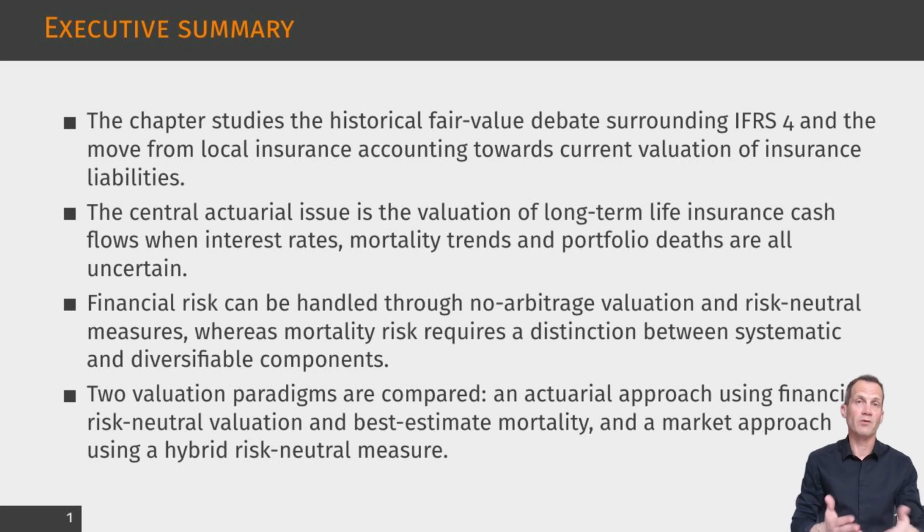The chapter starts from the fair value debate surrounding IFRS 4. Insurers were asked to move from local accounting practices towards a current valuation of liabilities that could be more transparent and more comparable across companies. The actuarial difficulty is that life insurance cash flows are long-term and uncertain in several dimensions. Interest rates determine how future payments are discounted. Mortality trends determine whether death benefits, survival benefits, and annuity payments are likely to occur earlier or later than expected.